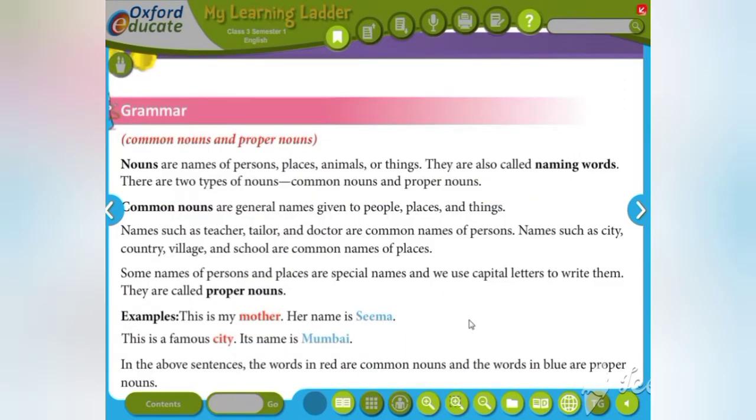So page number 62. Already yesterday I have taught you, not 62, my dear kids, it is page number 64. Already I have taught you what is meant by common noun and proper noun, right? Common noun means we are saying something commonly. And if you are pointing to something and telling a particular thing, then it is a proper noun, right? We have studied this.